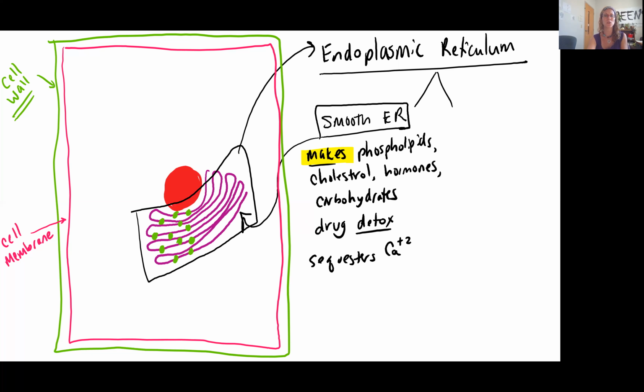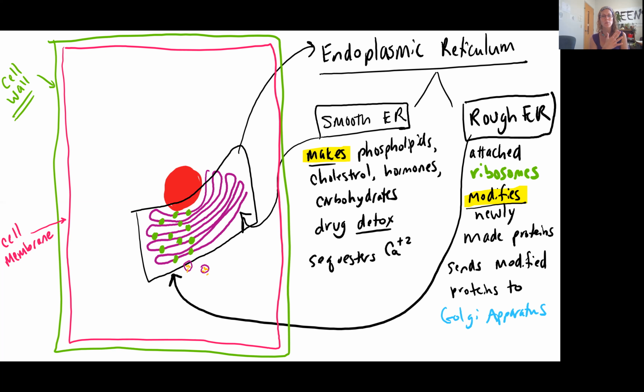Another job is to sequester calcium ions. This term sequester I define as storing and hiding. So we'll see this is important if you do take a biology 2 and you look at muscle contraction.